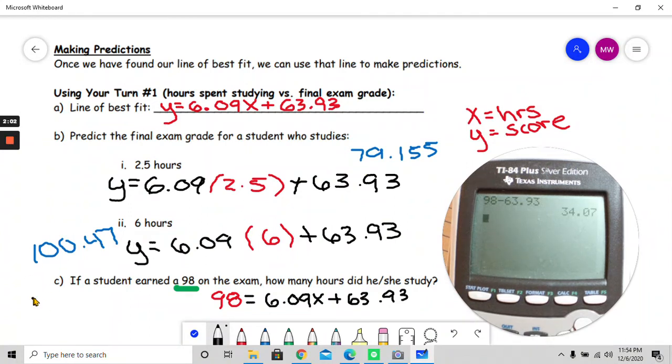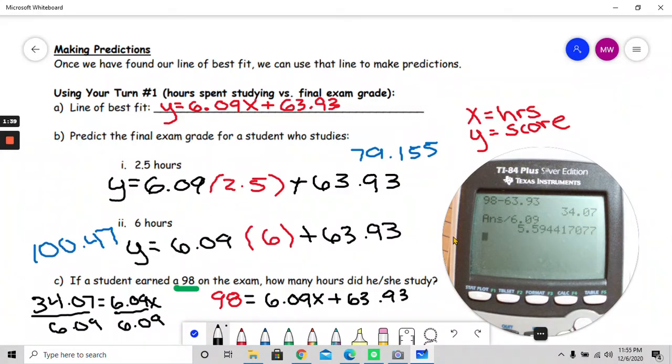So I can say 34.07 equals 6.09x. And I'm going to divide on both sides by 6.09. And so someone that wants a 98 is going to have to study about 5.59 hours, 5.6 hours.